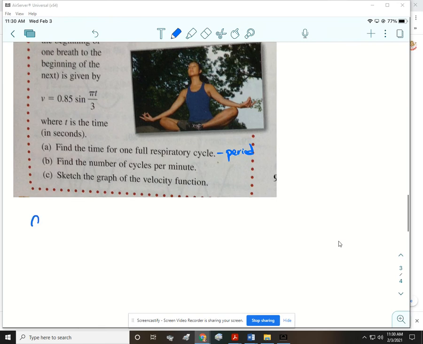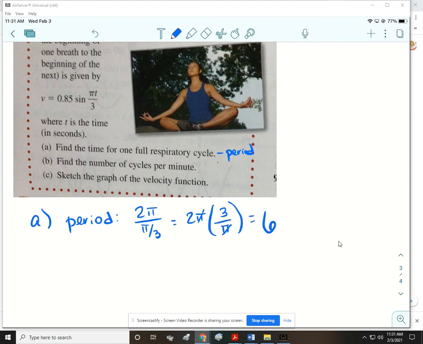And so to find the period, we're going to take 2 pi and divide it by the coefficient of t, which is pi over 3, or 2 pi times the reciprocal. So that's going to give us a period of 6. Now this has to do with an actual situation, so there is a unit for that, and that time is 6 seconds. From when you start breathing in to when you finish breathing out is going to be a 6-second period.